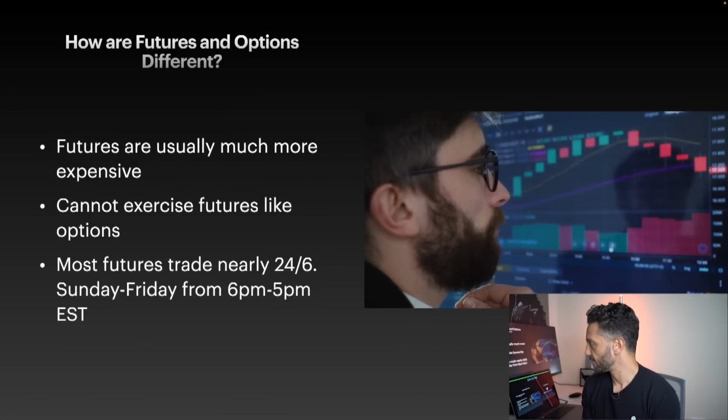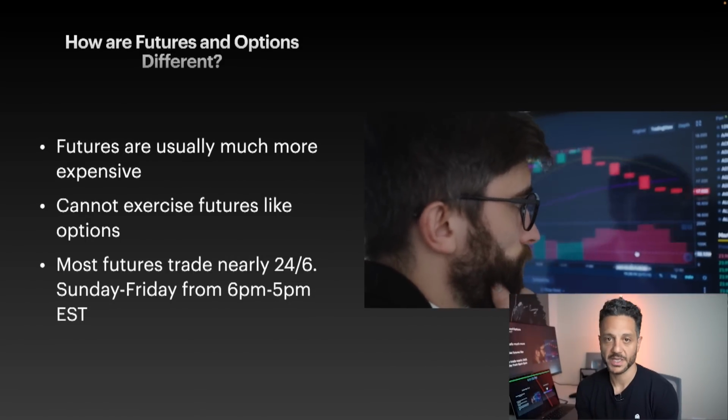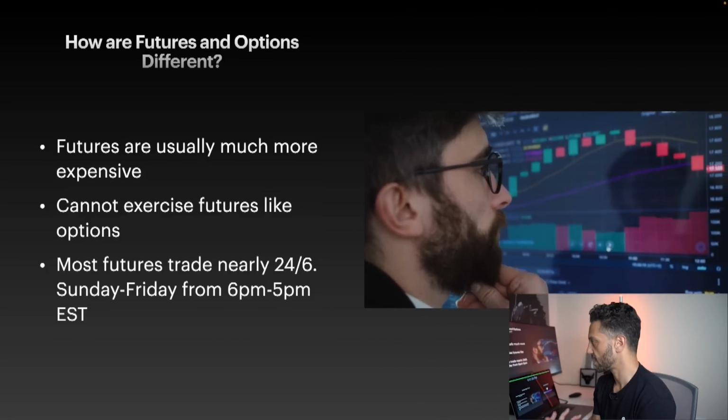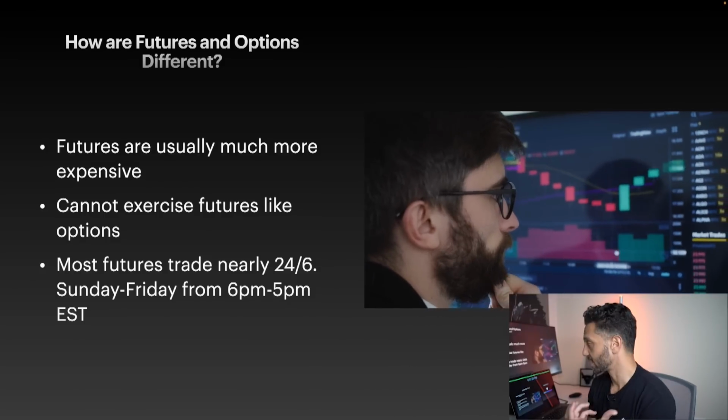Other ways in which they are different. Futures are usually much more expensive. Now we will get into the micro futures, which is sort of a variation that was recently created that allow retail traders like you and me to engage in futures trading without having to put up a ton of money. But in general, futures contracts are usually much more expensive than options contracts, and futures cannot be exercised like options can, right? So with an option, you can exercise your position or you can be assigned your position. With futures, you can't. The only sort of assignment that happens is at expiration date if your position is not closed.